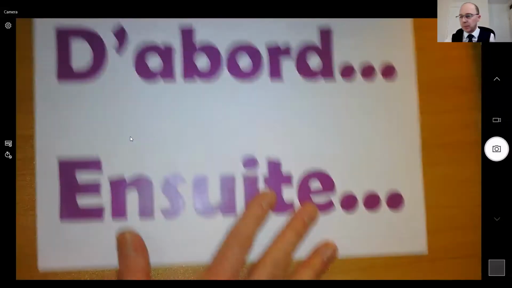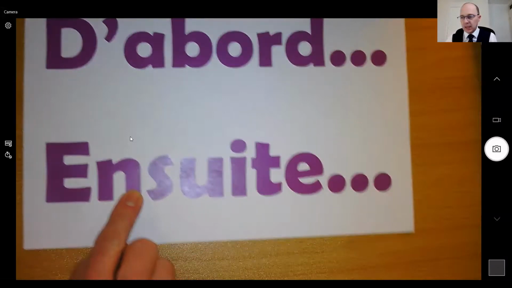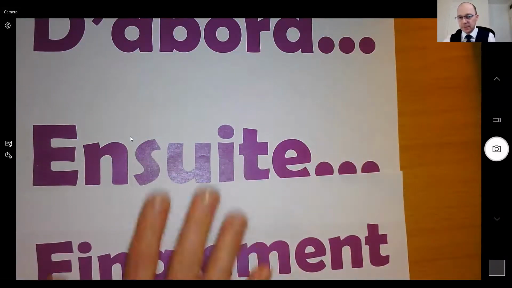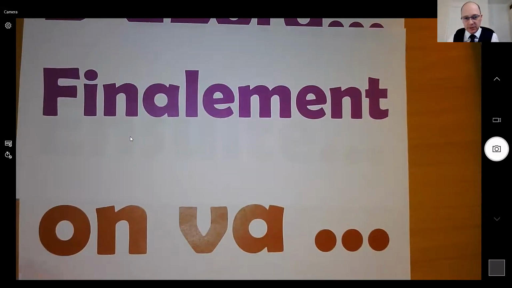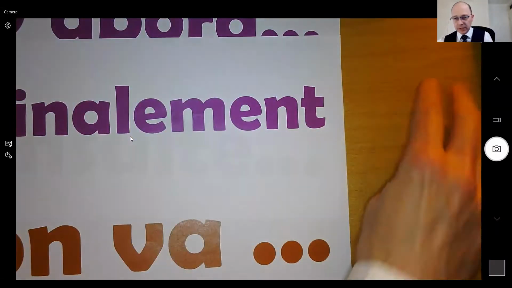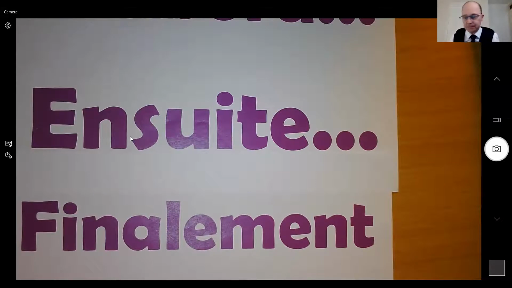Basically, on the wall, I have, I'll share this with you, it'll be a little bit too big for my visualizer, unfortunately. But on the wall, I have d'abord, ensuite, and then underneath that, finalement. Okay, d'abord, ensuite, finalement. And then I've got it on a different color here because this has just come off the printer, but I would cut this off. On va, and this would go to the right of these discourse markers. So d'abord, ensuite, finalement, on va.